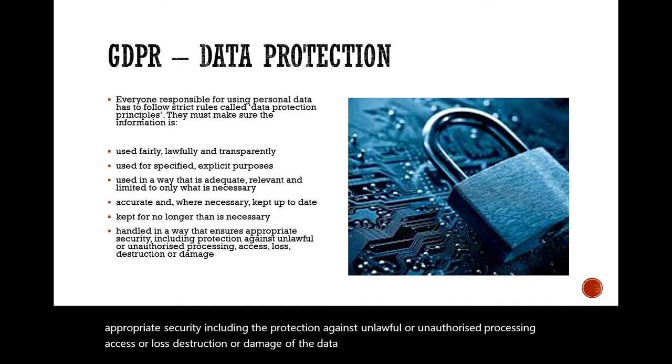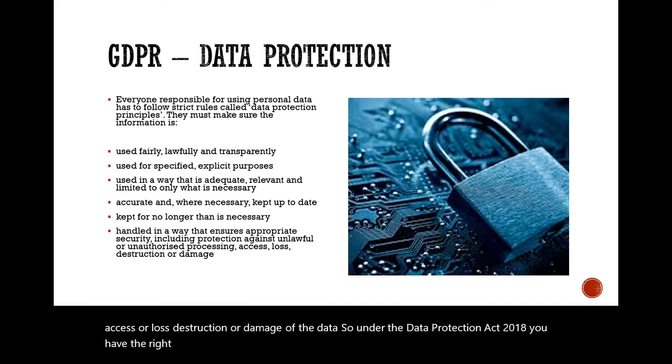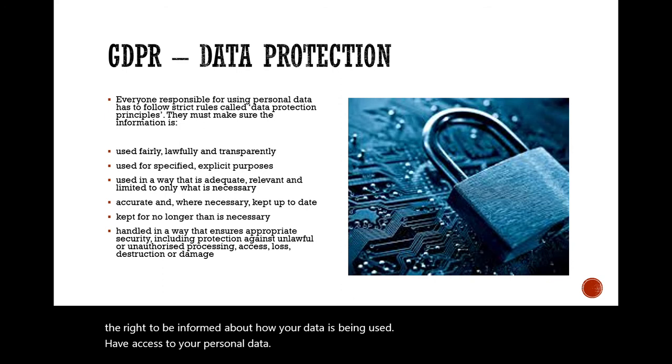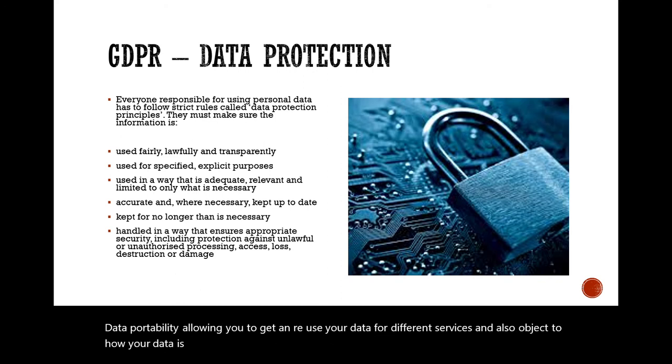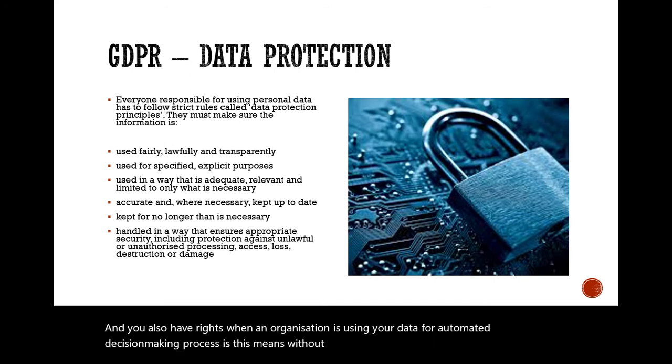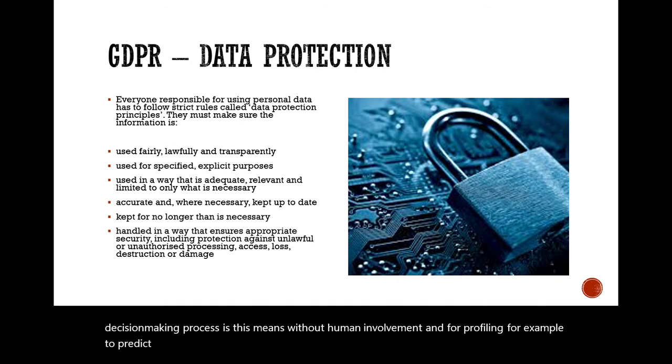So under the Data Protection Act 2018, you have the right to find out what information organisations store about you. These include the right to be informed about how your data is being used, have access to your personal data, have incorrect data updated, and also to have data erased, stop the use or restrict the processing of your data, data portability, allowing you to get and reuse your data for different services, and also object to how your data is processed in certain circumstances. And you also have rights when an organisation is using your data for automated decision-making processes. This means without human involvement, and for profiling, for example, to predict your behaviours or interests.